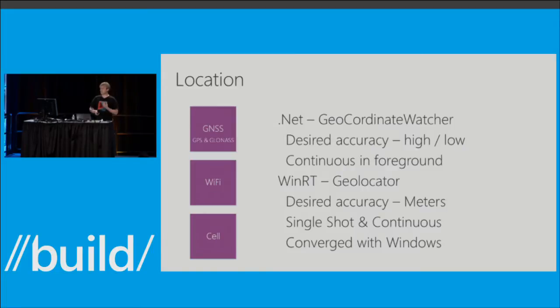And the single shot is really great because let's say I'm just starting up an app and I want to show the map control centered on the user's location, but I don't want to wait for a GPS fix if I need a high accuracy fix. I can just say, hey, give me one from before, and it'll be okay.